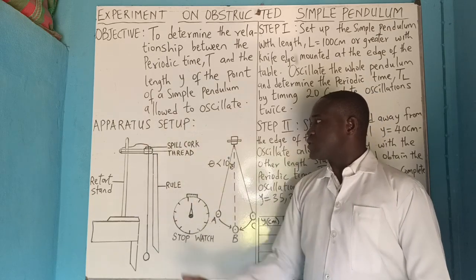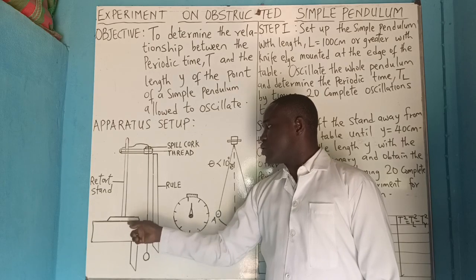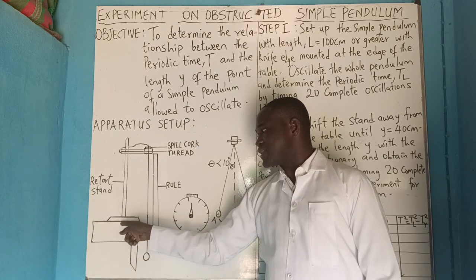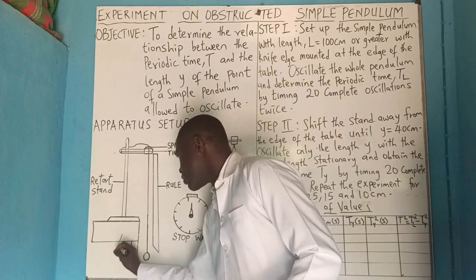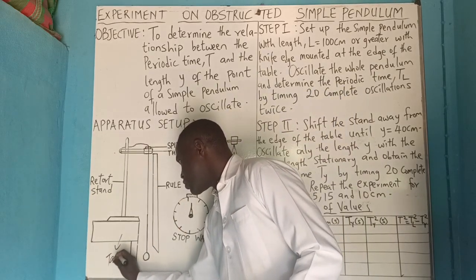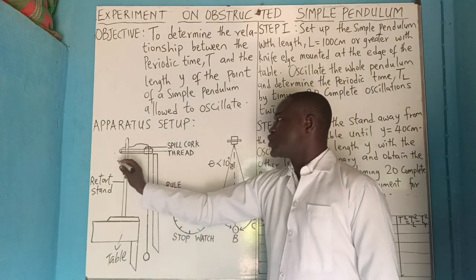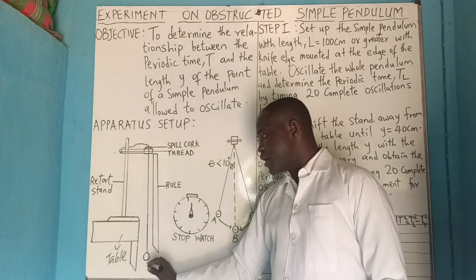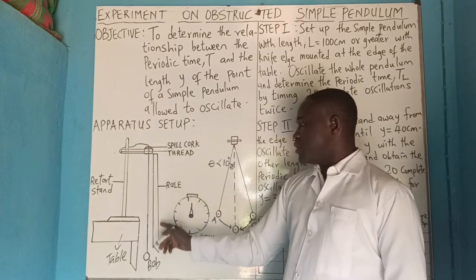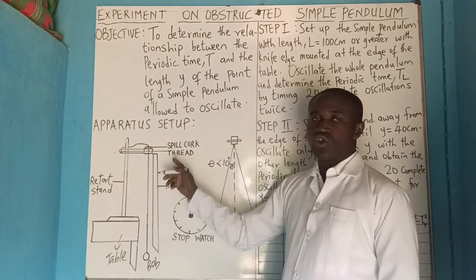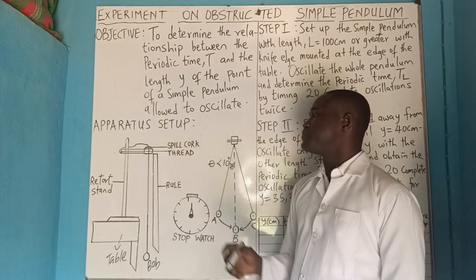Look at the apparatus setup. The retort stand is on a desk. This is a desk, a table or desk. Then look at the thread holding the pendulum bulb. This is the bulb. Look at the meter rule you will use to take your measurement. Look at the thread. Look at the split cork.